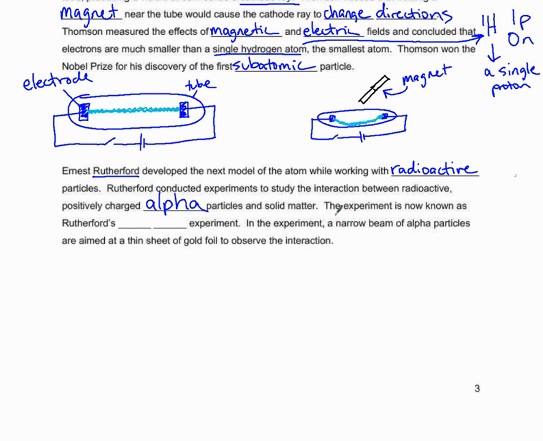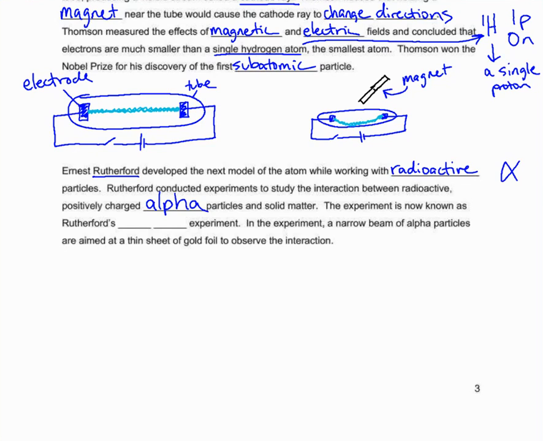So an alpha particle, this is an alpha, it's the Greek version of A. It looks just a little bit different. So here's an A, and this is an alpha. An alpha particle is positively charged. We'll talk more about protons and neutrons and things later, but it is basically a helium atom that's just a little bit different.